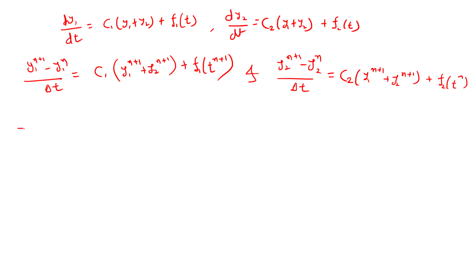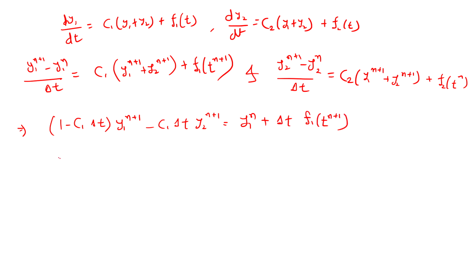This implies we have (1 - c1 Δt) y1^(n+1) - c1 Δt y2^(n+1) = y1^n + Δt f1(t_(n+1)), and -c2 Δt y1^(n+1) + (1 - c2 Δt) y2^(n+1) = y2^n + Δt f2(t_(n+1)).